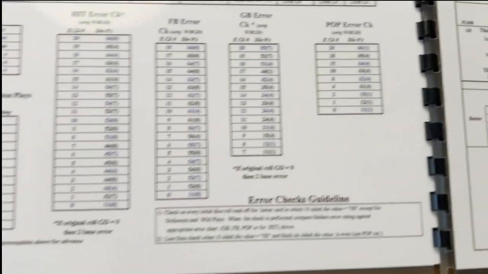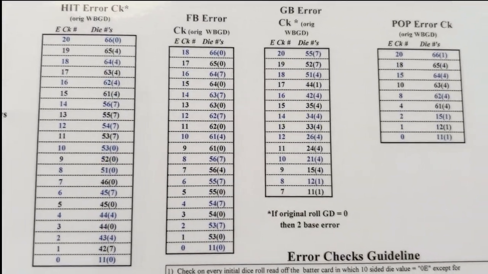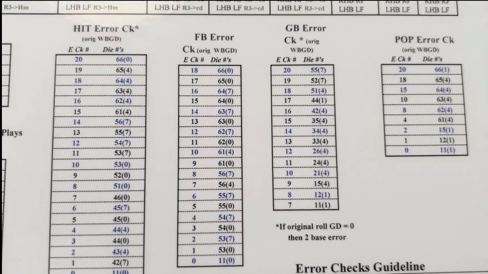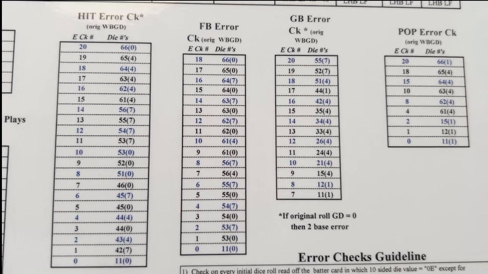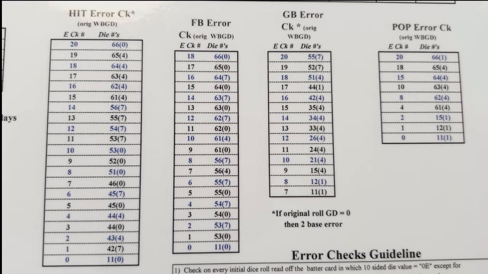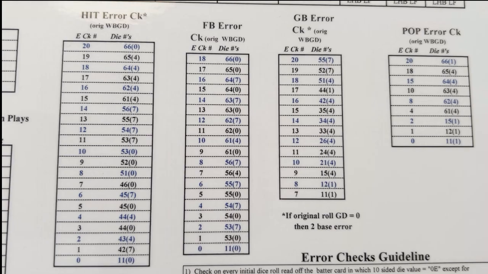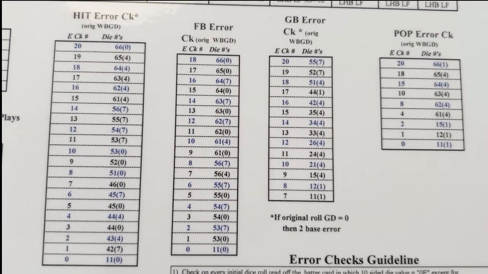So that's over here. And then these charts are really, really important. You'll use these. These are error checks. I'll show how to do an error check. But there's one for hits, there's one for fly balls, there's one for ground balls, and then there's one for pop-ups, which you also will use for lineouts.